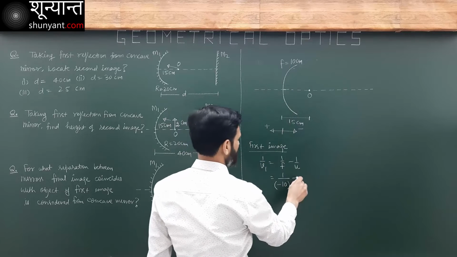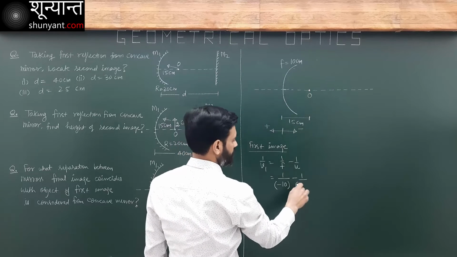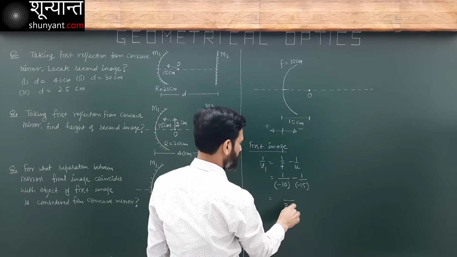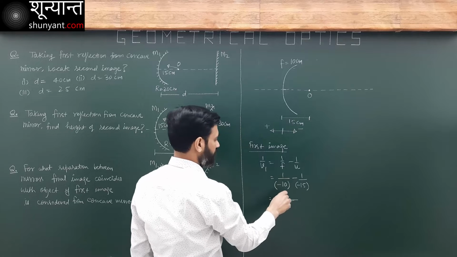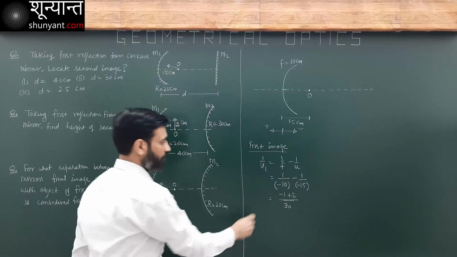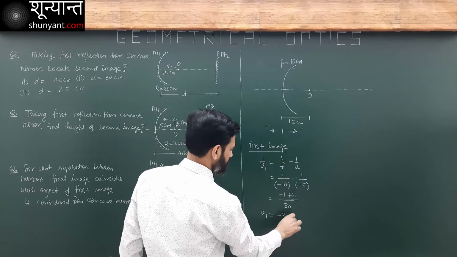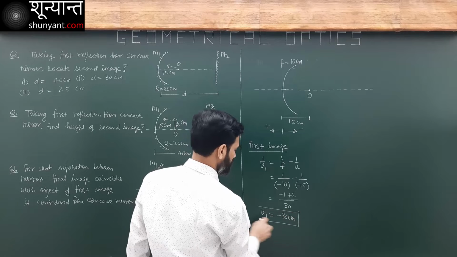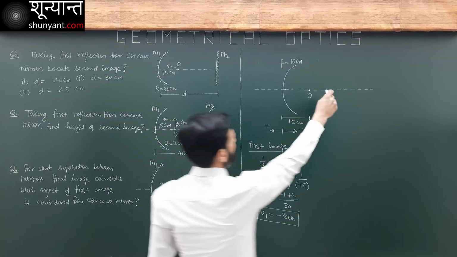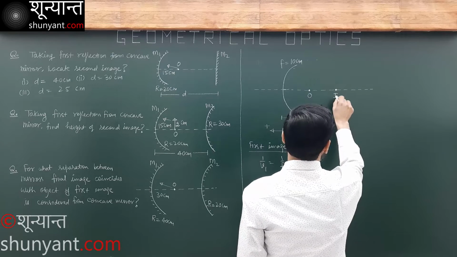Minus 10, minus 1 over, this also is negative, minus 15. This will be 30. Here I will get minus 1 and this will become plus 2. What do I get? I get V1 is equal to minus 30 centimeter. So where is the image? The image is here at this point. This is my image.